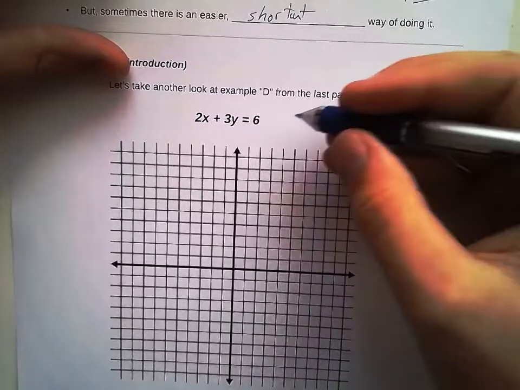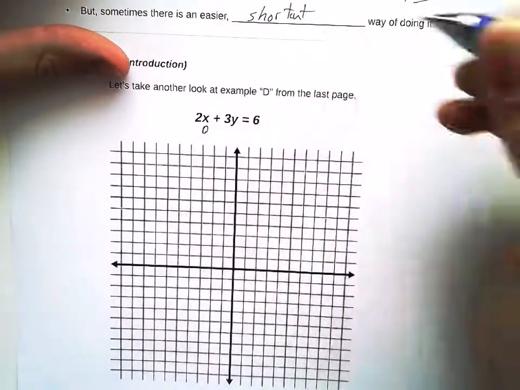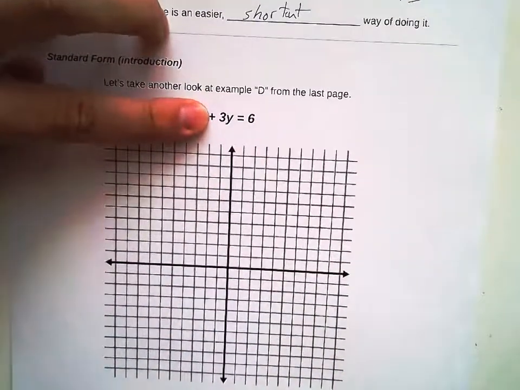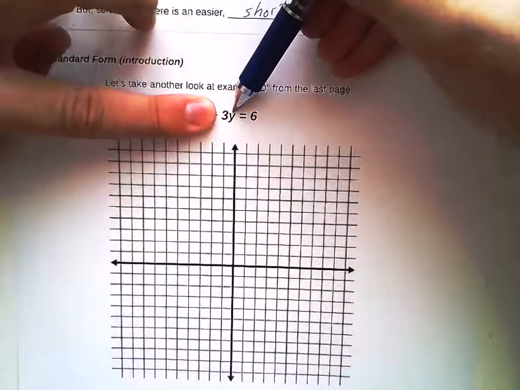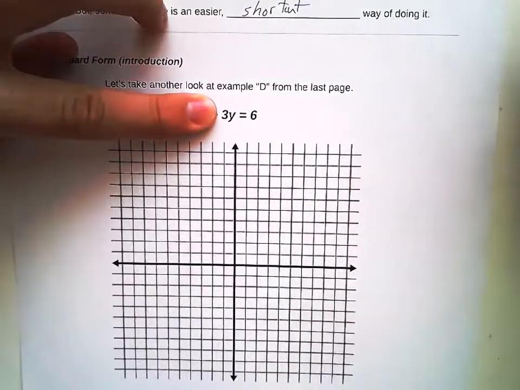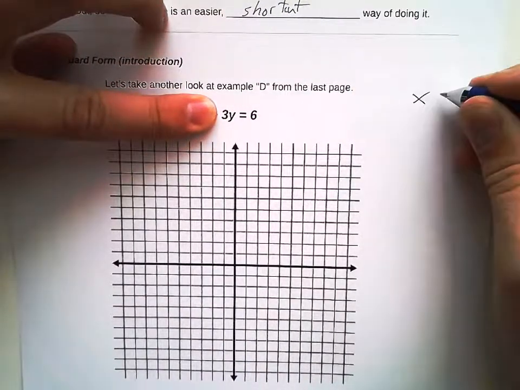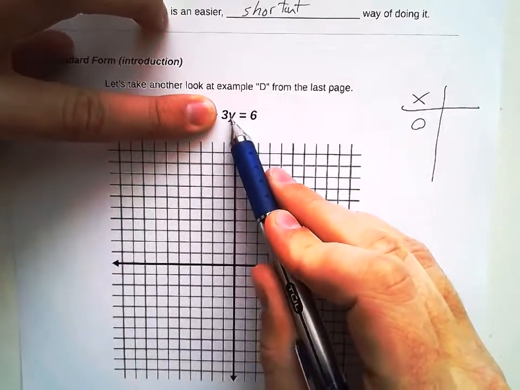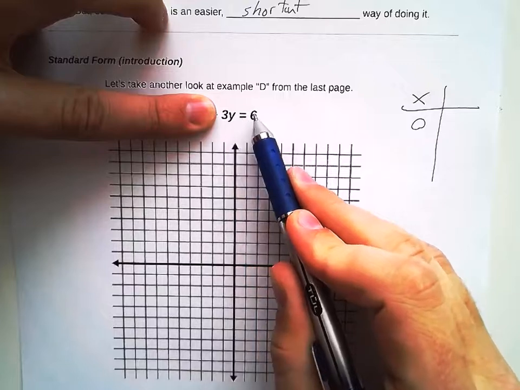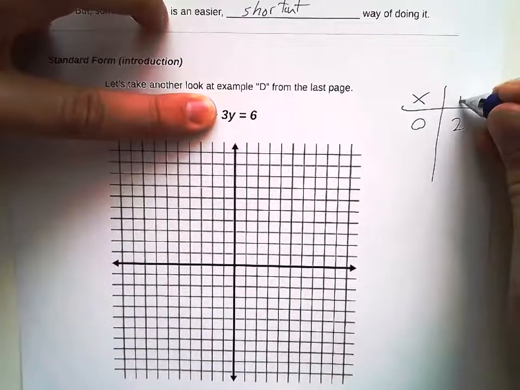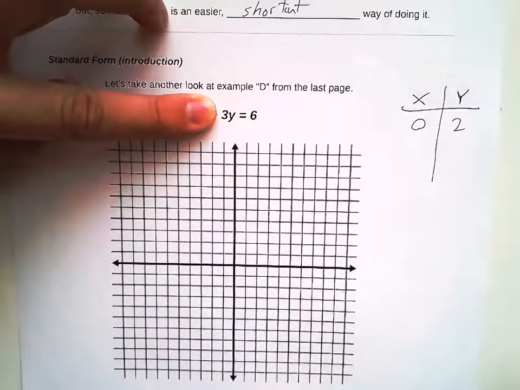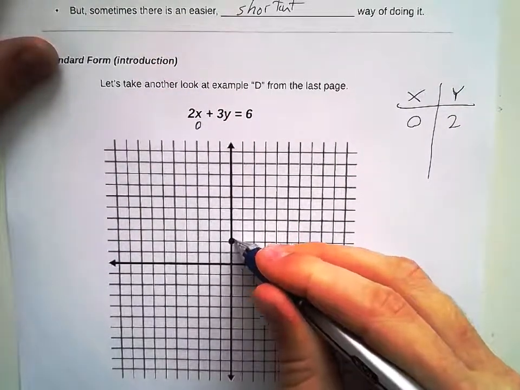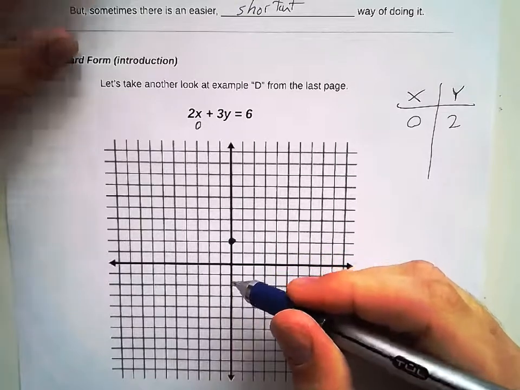First you say, what if x is 0? If x is 0, 2 times x is 0, and you just have 3y equals 6. So if x is 0, y would have to be 2, because 3 times 2 is 6. Okay, so we found a point 0, 2, which actually is the y-intercept.